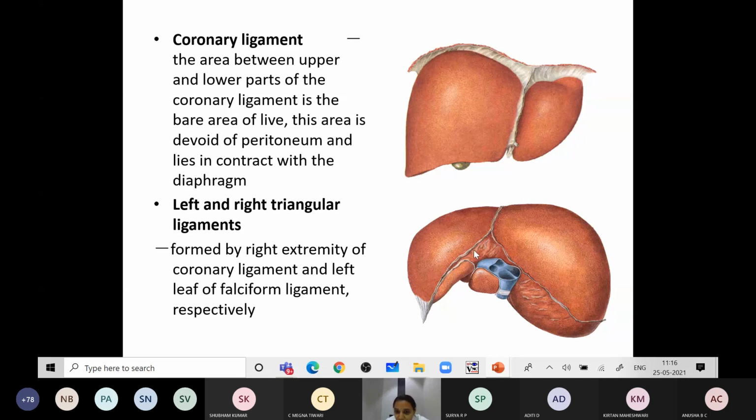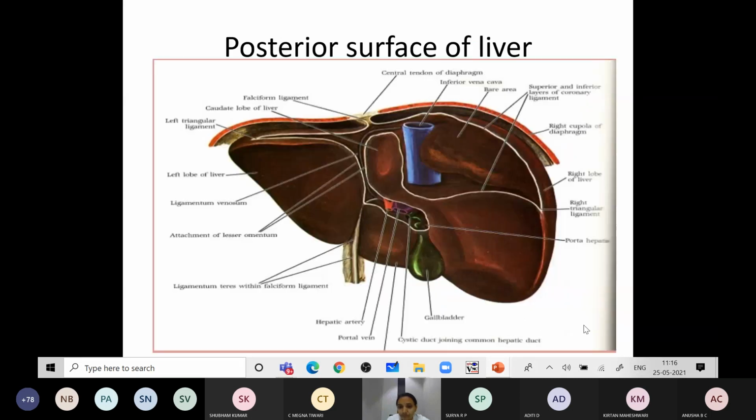In between these is a bare area. The bare area is the part of the liver which is not covered by the peritoneum. Similarly, on the right side, the right layer reflects as the right coronary ligament. This is the posterior view. Here we can see the superior layer of the right coronary ligament and the inferior layer of the right coronary ligament. These two layers approximate on the right side as the right triangular ligament.